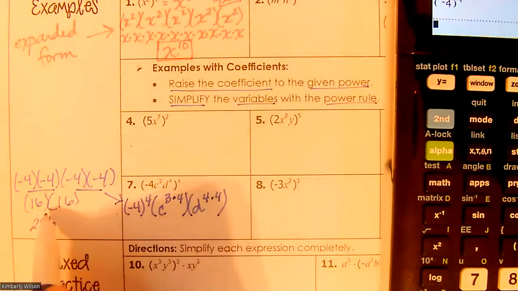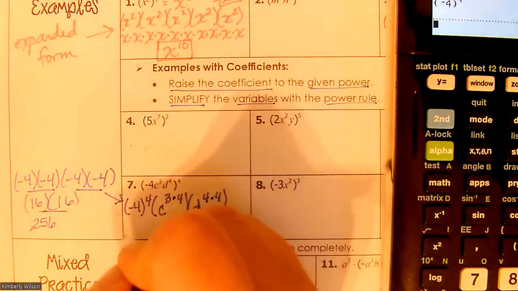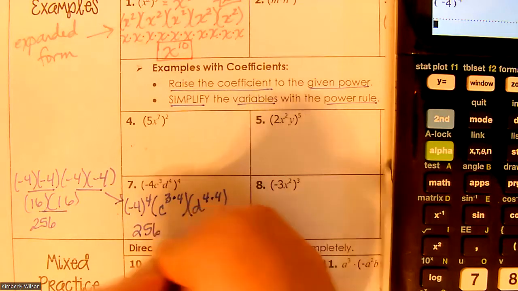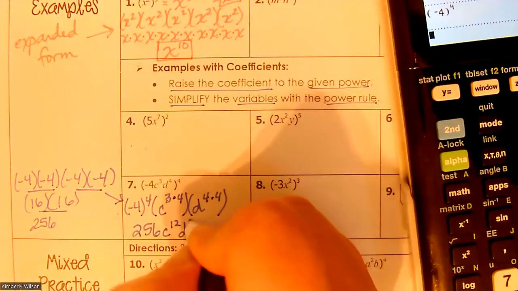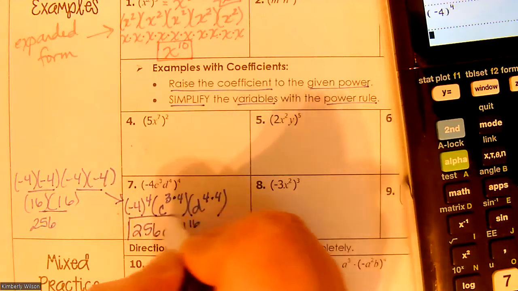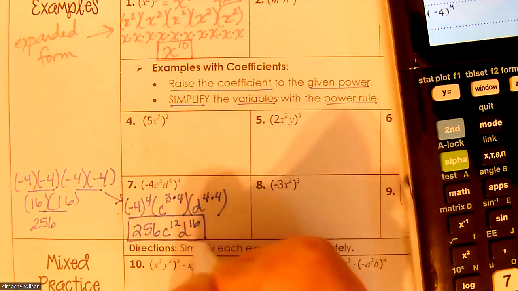But I want to make sure that you understand this is what is happening when we do that. So we have 256 c to the 12th, d to the 16th. This is the final answer.